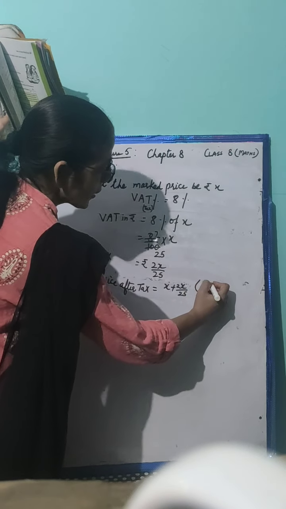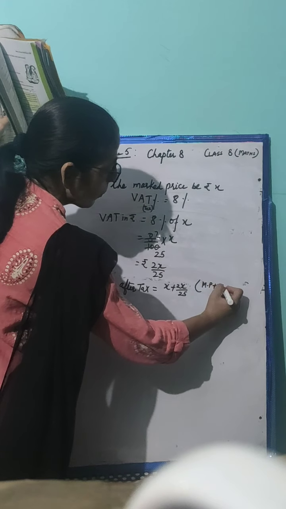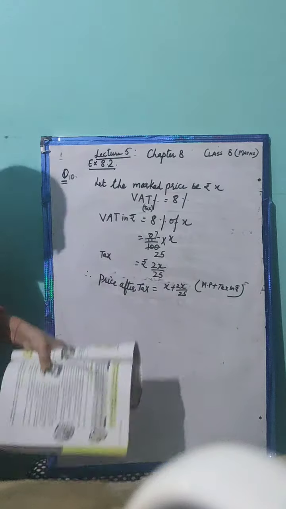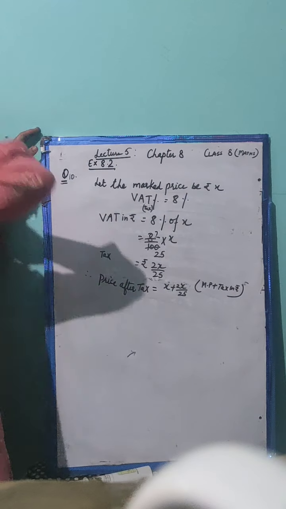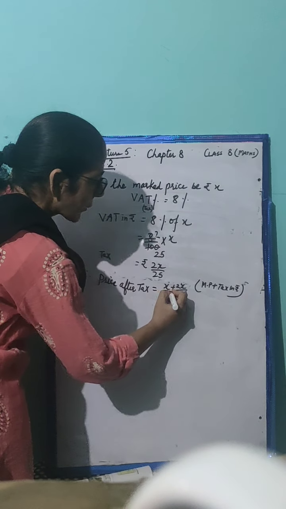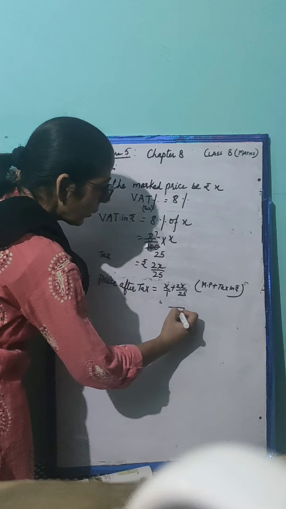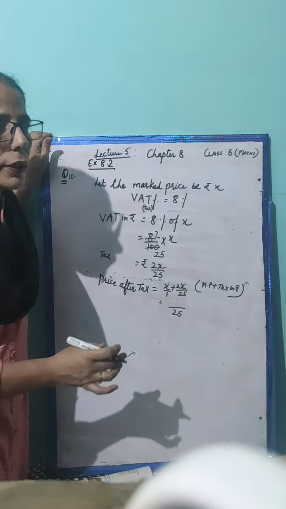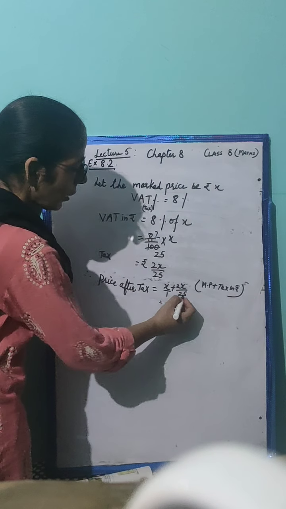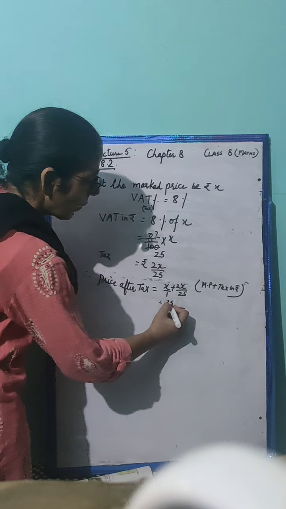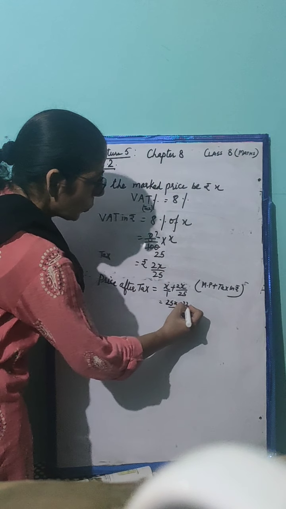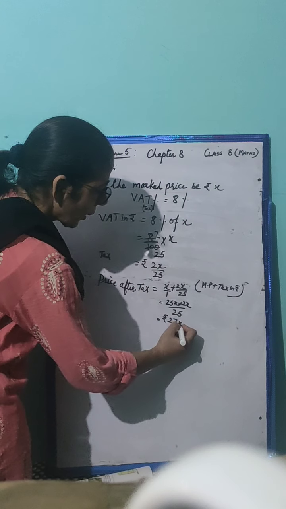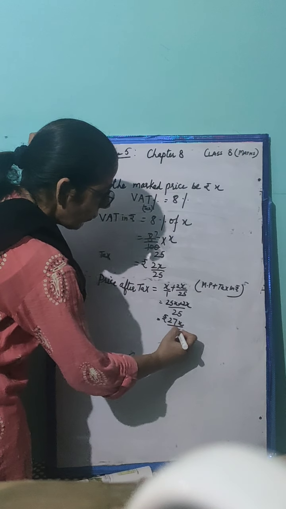What is the meaning of this? Mark price plus tax in rupees. टैक्स को मार्क प्राइस में ऐड कर देंगे. तो एलसीएम ले लें. x अपॉन 1 था तो 25. जब भी प्लस माइनस हो, डिनोमिनेटर डिफरेंट हो, तो हमें एलसीएम लेना चाहिए. तो this will be 25x plus 2x. So it is rupees 27x by 25.